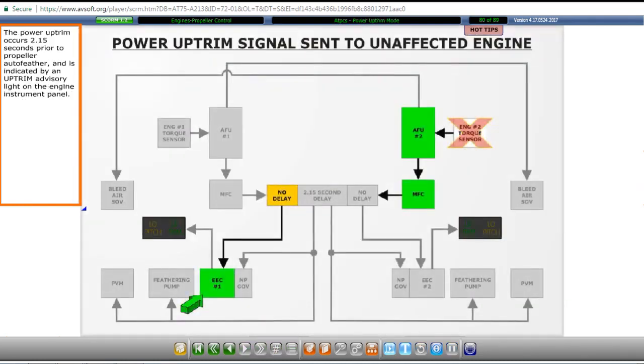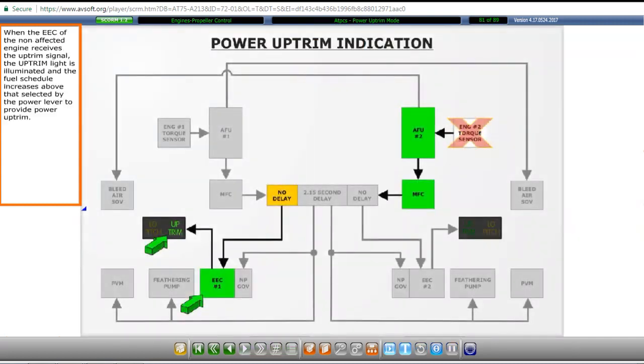The power uptrim occurs 2.15 seconds prior to propeller auto-feather and is indicated by an uptrim advisory light on the engine instrument panel. When the EEC of the non-affected engine receives the uptrim signal, the uptrim light is illuminated, and the fuel schedule increases above that selected by the power lever to provide power uptrim.